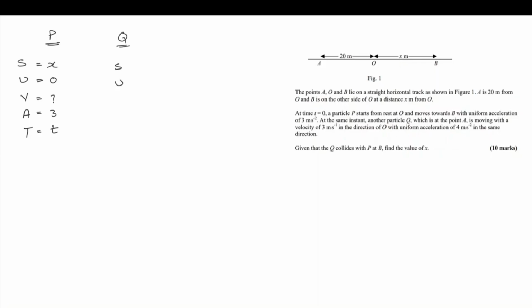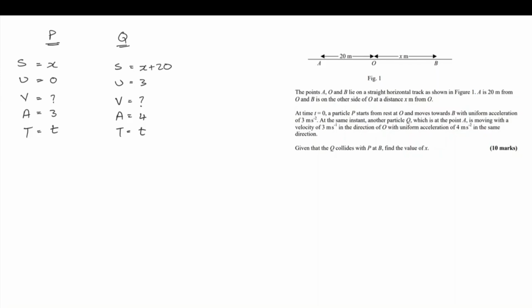For Q, similar situation, but it's traveling further. It's traveling 20 meters further. The displacement is x plus 20. The initial velocity this time around is 3. We don't know the final velocity. We know the acceleration was more. It was 4 meters per second squared. And once again, time equals t.